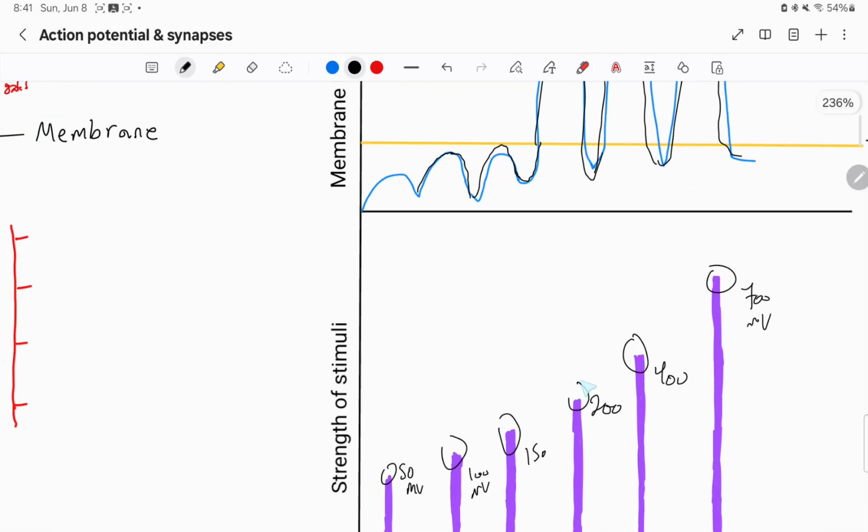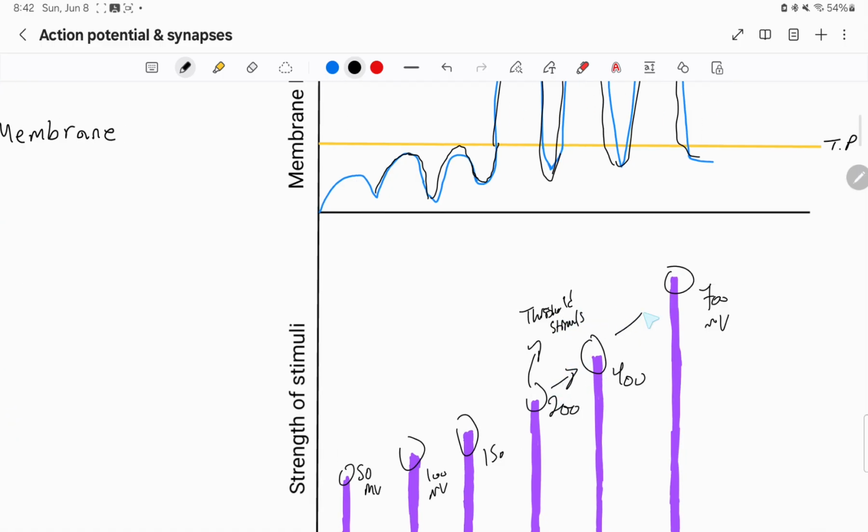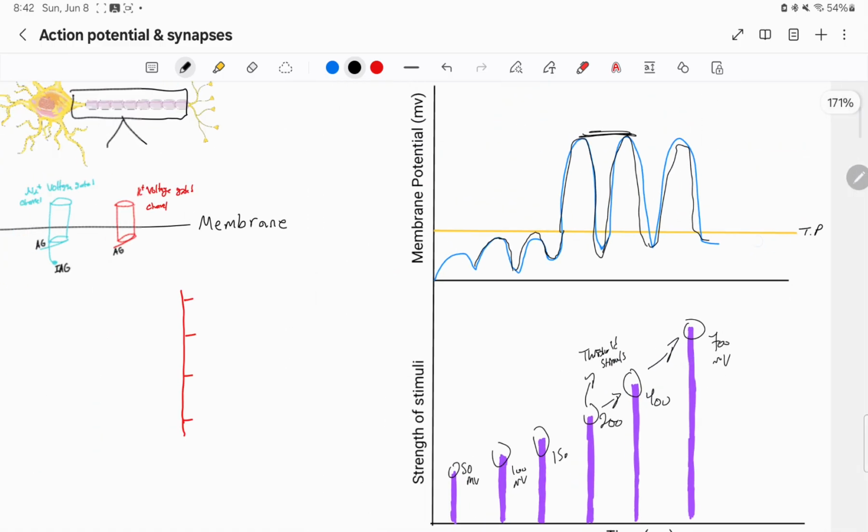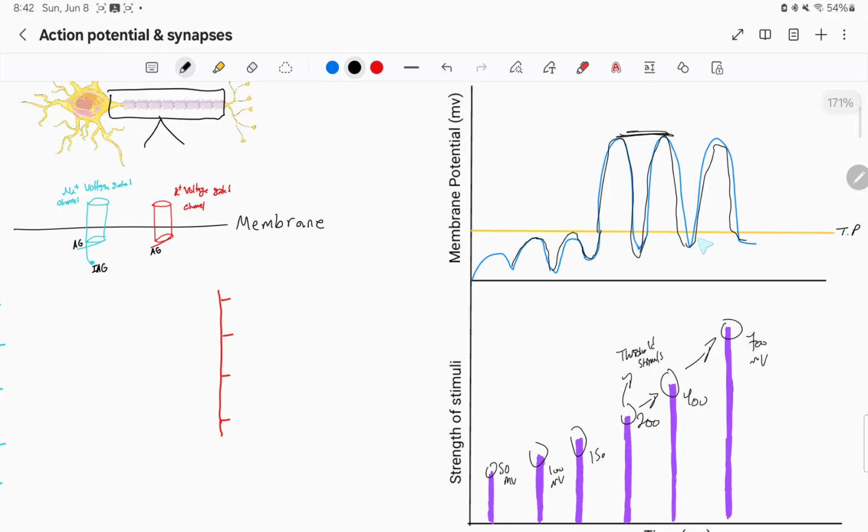So whenever I hit my threshold, I call this the threshold stimulus because this guy got me to the threshold. And you notice that it doesn't matter if I keep increasing the stimulus. I will generate the exact same action potential every single time. These guys that did not get me to threshold are called sub-threshold stimuli.